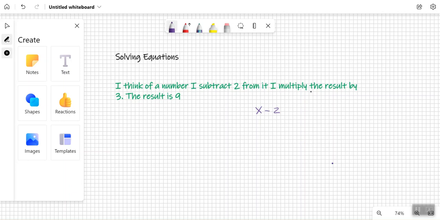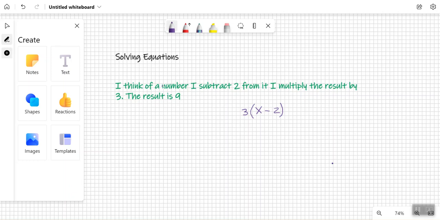And I multiply the result by 3. So when I take this number and I subtract 2 from it, I'm going to get a result. And then I have to multiply that by 3. So how would we represent that using an algebra expression? We just put this whole thing in brackets and then put a 3 outside here like that. That means that I'm multiplying the result of what's inside the bracket, x minus 2, by 3.